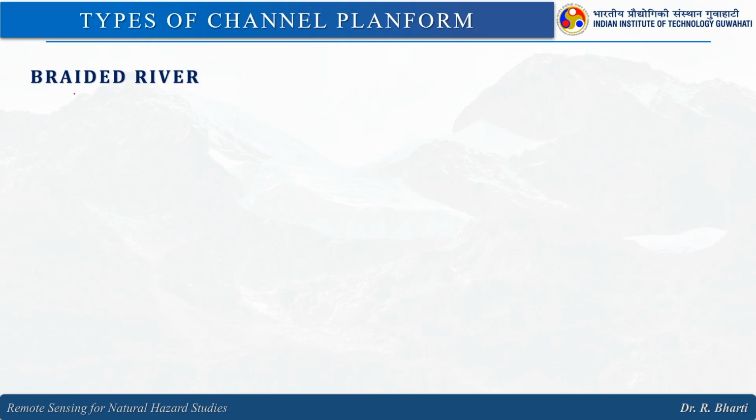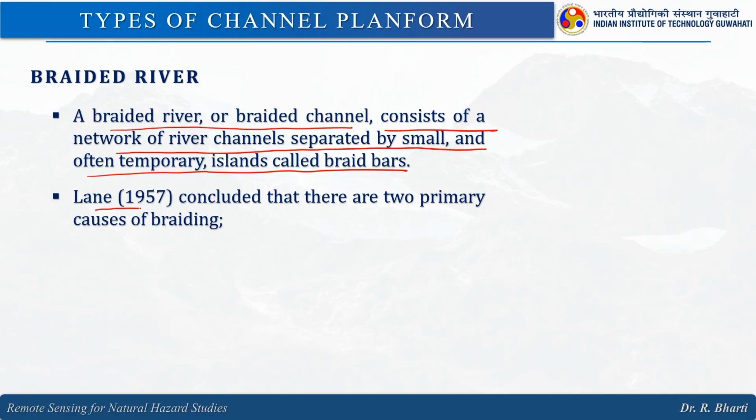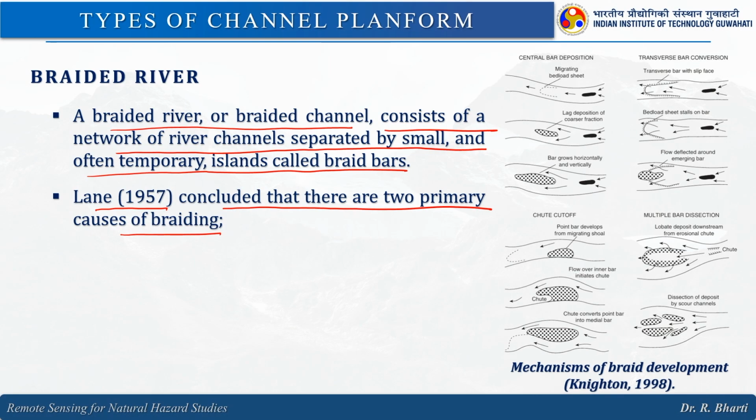Then comes the braided river. A braided river or braided channel consists of a network of river channels separated by small and often temporary islands called braid bars. So these braid bars can be easily seen in the non-monsoon period, right. Lane in 1957 concluded that there are two primary causes of braiding. Why is this braiding happening, right?